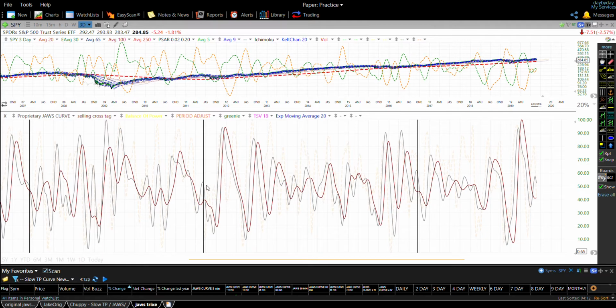So we have that curve coming down. We have this red curve coming up. We have that in the past, in the current situation as well. We have a peak prior to that. We have a peak prior to that.